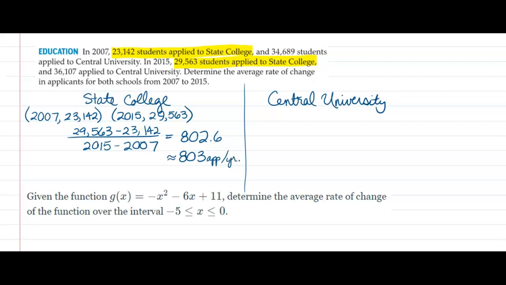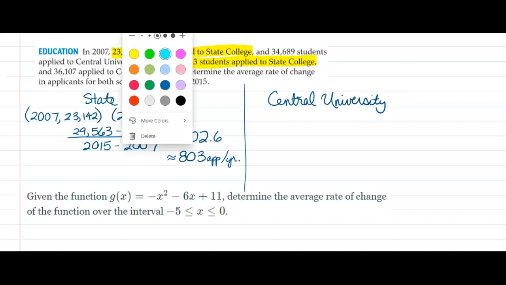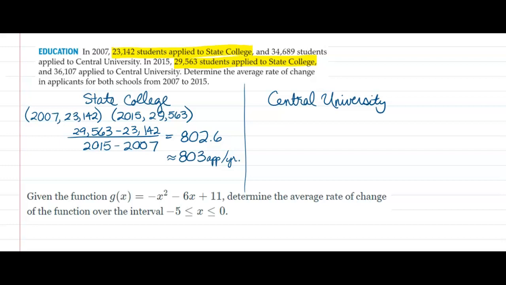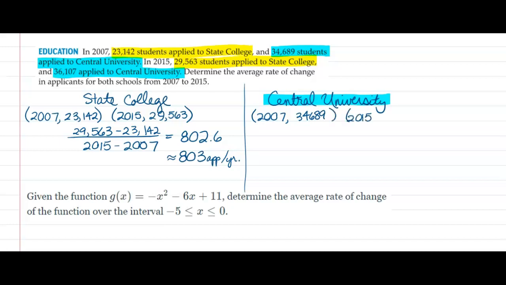Similarly, when we look at Central University, now I'm going back to my information and I'm going to look at Central University and find information in my word problem that pertains to Central University. Here's my Central University information. So in 2007, we had 34,689 applicants. And in 2015, we had 36,107 applicants.